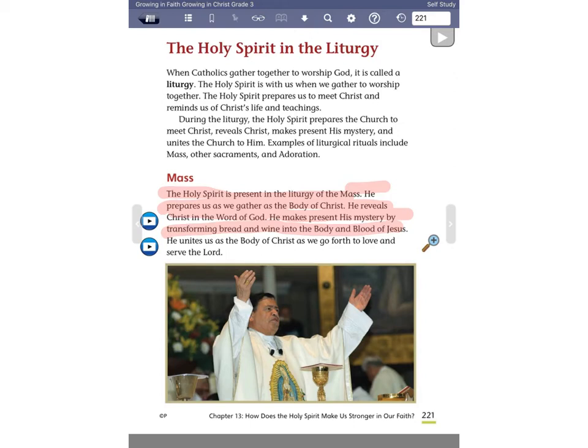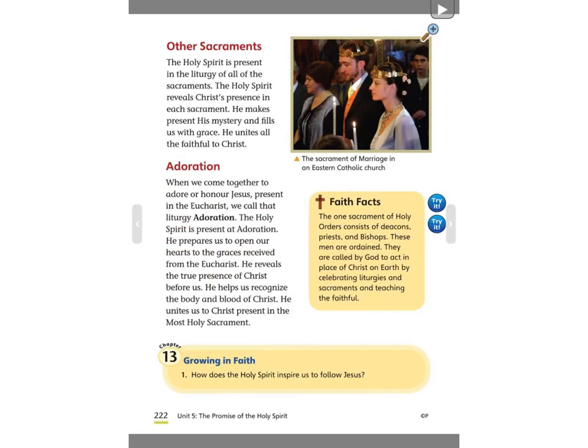And then lastly, he unites us as the body of Christ as we go forth to love and serve the Lord. So through the gifts of the Eucharist and by the gifts of the Holy Spirit, we are united to Jesus. Now we're going to read about some other types of liturgies.